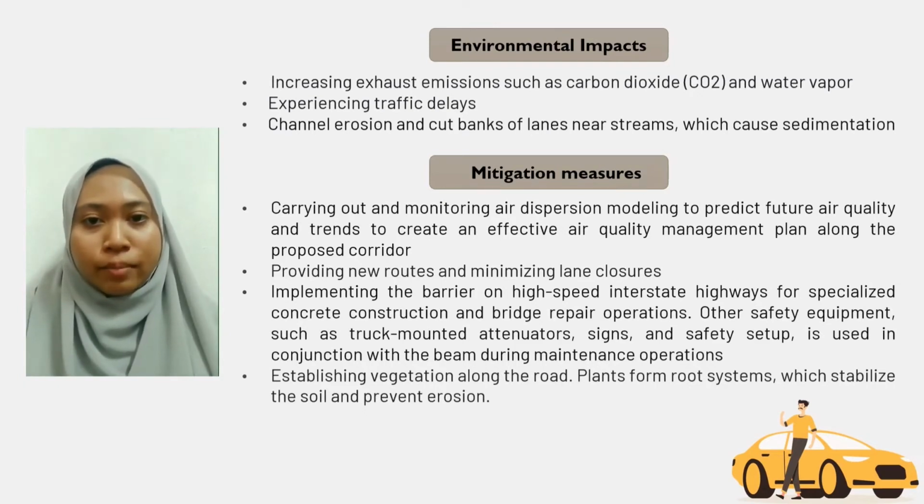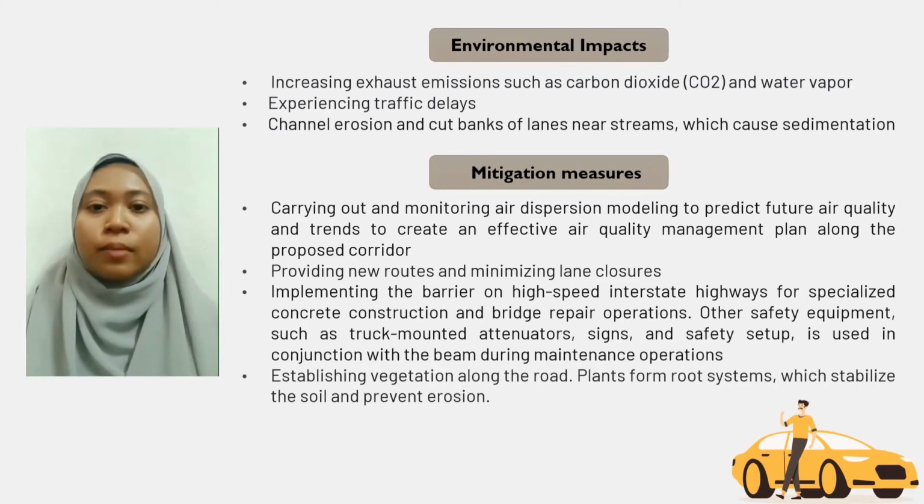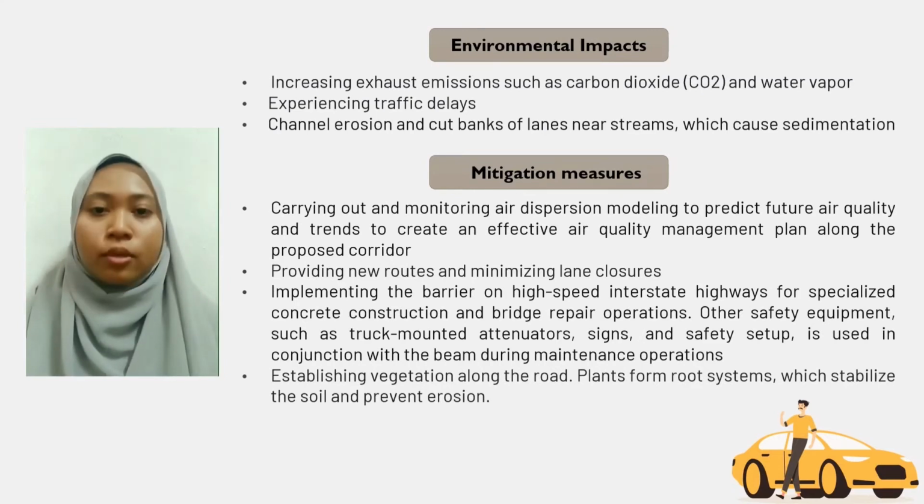After that, implement the barrier on high-speed interstate highways for specialized concrete construction and bridge repair operations. Other safety equipment like truck-mounted attenuators, sign and safety setup are used in conjunction with the beam during maintenance operations. Lastly, establish vegetation along the roads because it has a function to stabilize the soil and prevent erosion from occurring.